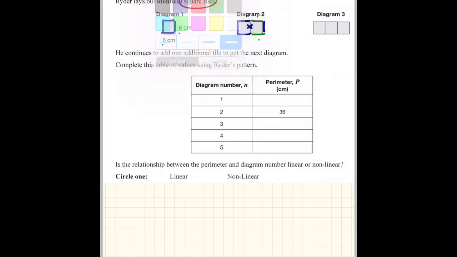When we look at the next diagram, we still have these original ones. We've got these 2 from diagram 2. The end has been pushed out here, and we see that we've got 2 extra sides again. So we've added 2 more sides that are each 6 centimeters, or added 12 more centimeters. That's one way to visualize it.